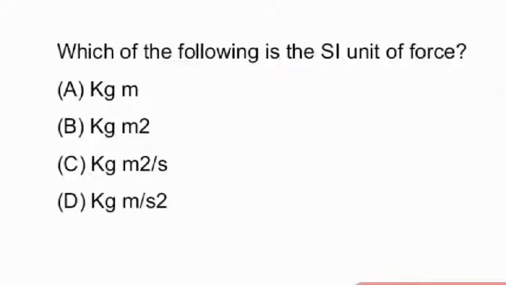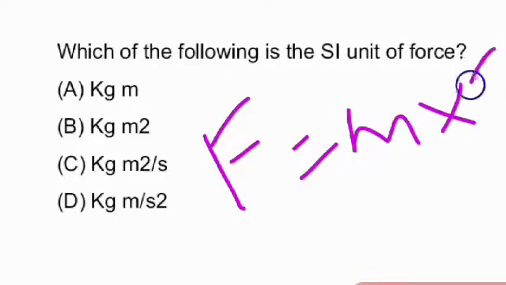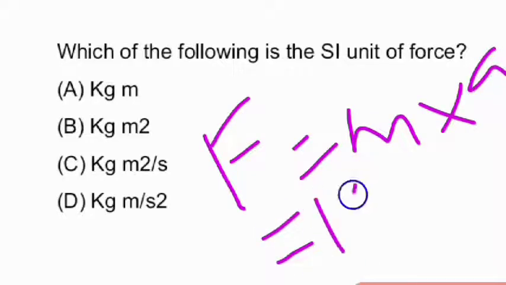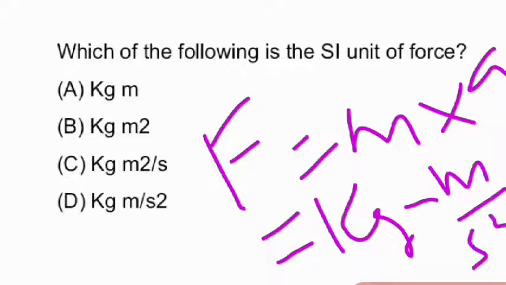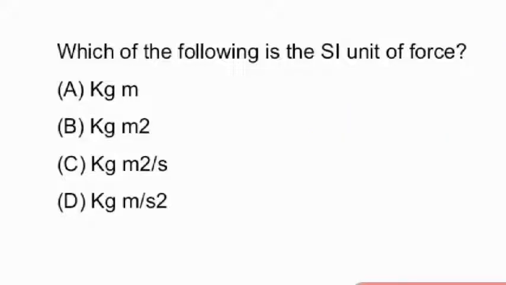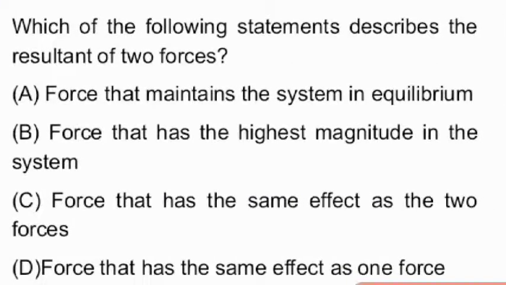As we know, force equals mass into acceleration. Therefore, mass units are kg and acceleration units are meters per second square. So therefore, force units are kg meter per second square. That is, option D is the right answer.